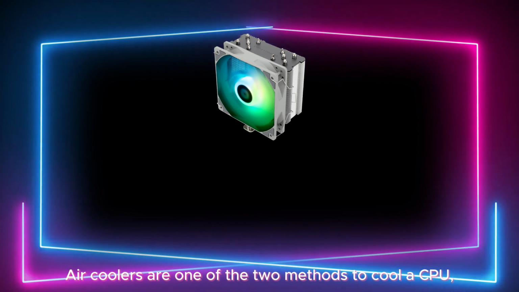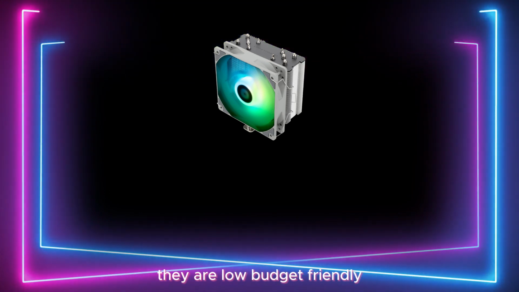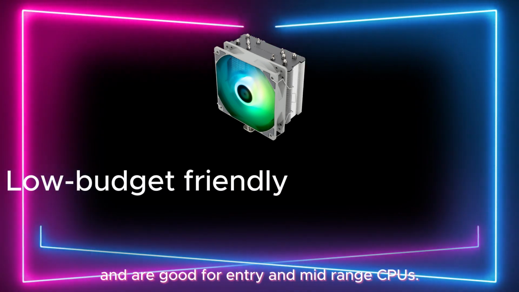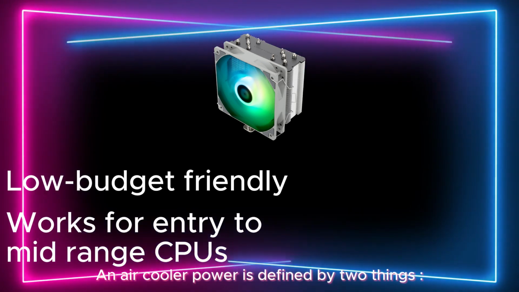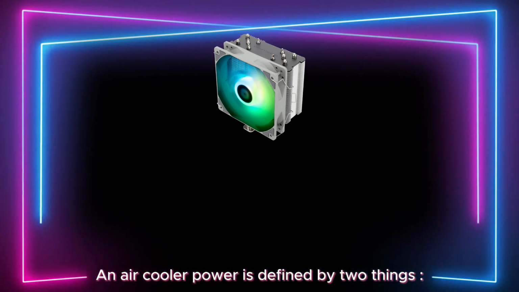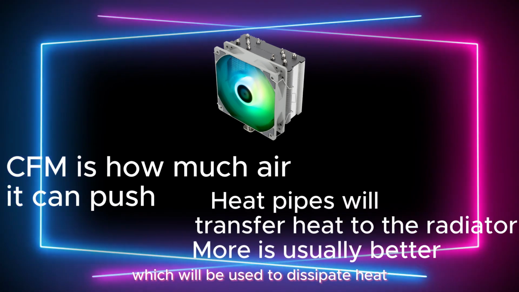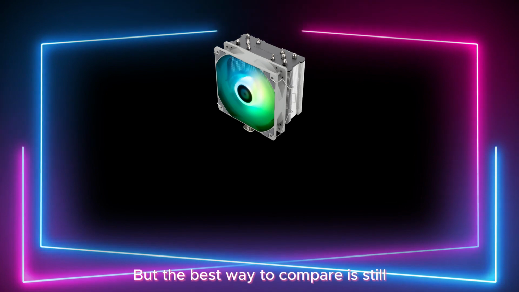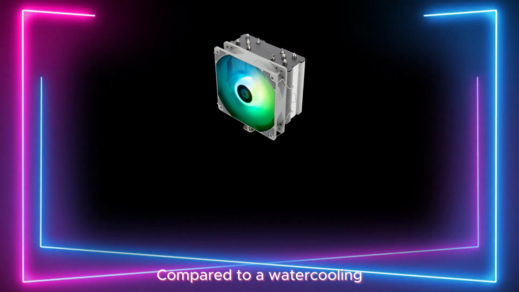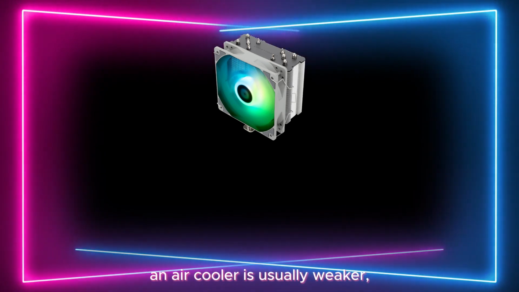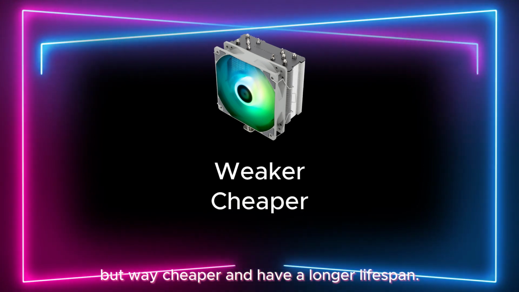Air coolers are one of the two methods to cool a CPU. They are budget friendly and are good for entry and mid-range CPUs. An air cooler's power is defined by two things: the CFM, which is how much air it can push, and the heat pipes, which will be used to dissipate heat. But the best way to compare is still to look up some benchmarks. Compared to water cooling, an air cooler is usually weaker but way cheaper and has a longer lifespan.